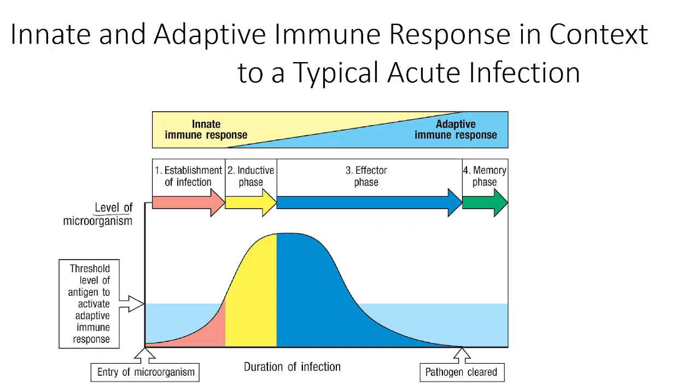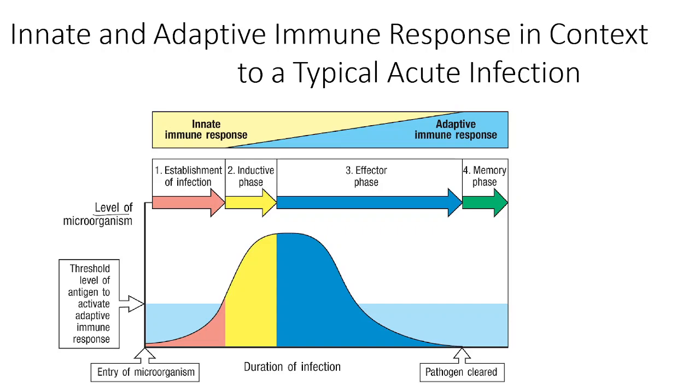Going on to the second phase, that is the inductive phase. Over here there is a threshold. As the level of microorganisms increases, it eventually passes a threshold level of antigen to activate the adaptive immune responses. This triggers the adaptive immune cell system, which is highly specific to the pathogen but takes more time to mobilize. Now the effector phase is where the curve reaches a constant phase, and it has reached its peak.